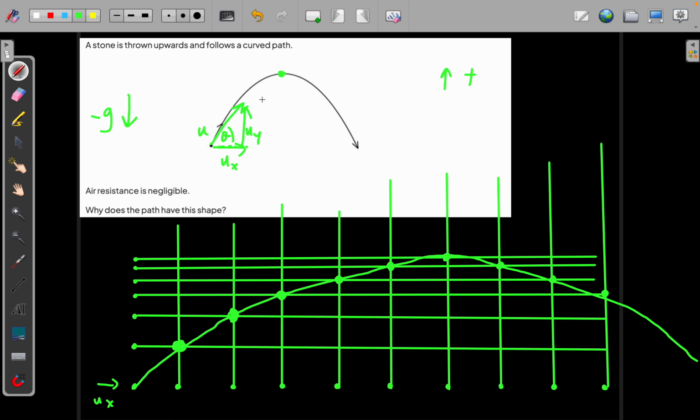So generally, what you'd say is the motion in the x direction is constant. There's no force acting on the object in the x direction. There's no air resistance. But in the y direction, there is an acceleration due to gravity, which is going to decelerate it on the way up, but then it will accelerate it on the way down. If you combine the two motions together, you get this parabola.